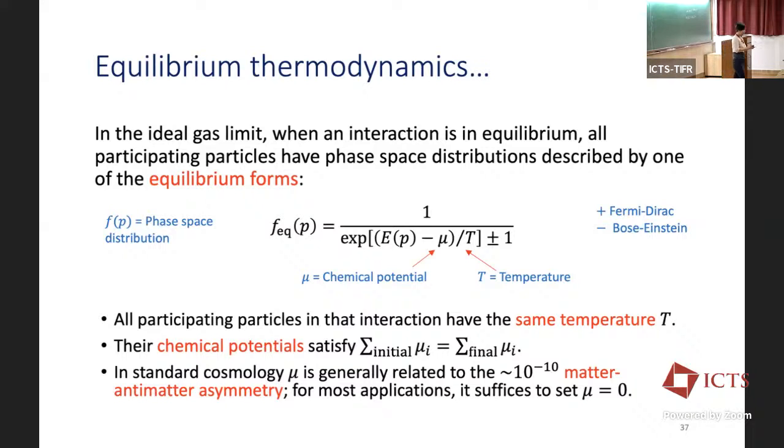Now, in standard cosmology, the chemical potential is generally related to any asymmetry that you have between particles and antiparticles. And since this asymmetry, even for neutrinos, is most likely, well, definitely tied back to the matter-antimatter asymmetry, which we know to be small, 10 to the minus 10, then for most applications, we will just set mu equal to 0. Although there are people who study what might happen if you have a large neutrino asymmetry, for our discussion here, I'm just going to pretend that mu is exactly 0 because it makes life simpler.